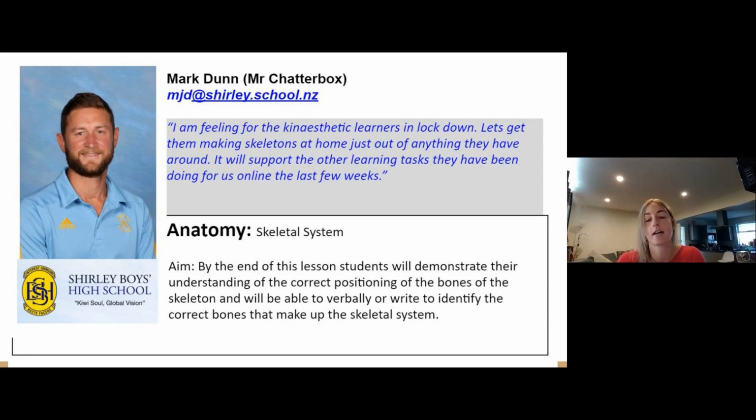So Mr. Dunn over lockdown created a nice video getting the boys out from behind their screens and actually making a skeleton. By the end of this lesson, students will be able to demonstrate an understanding of the correct positioning of the bones of the skeleton, and will be able to verbally or in writing identify the correct bones that make up the skeletal system.